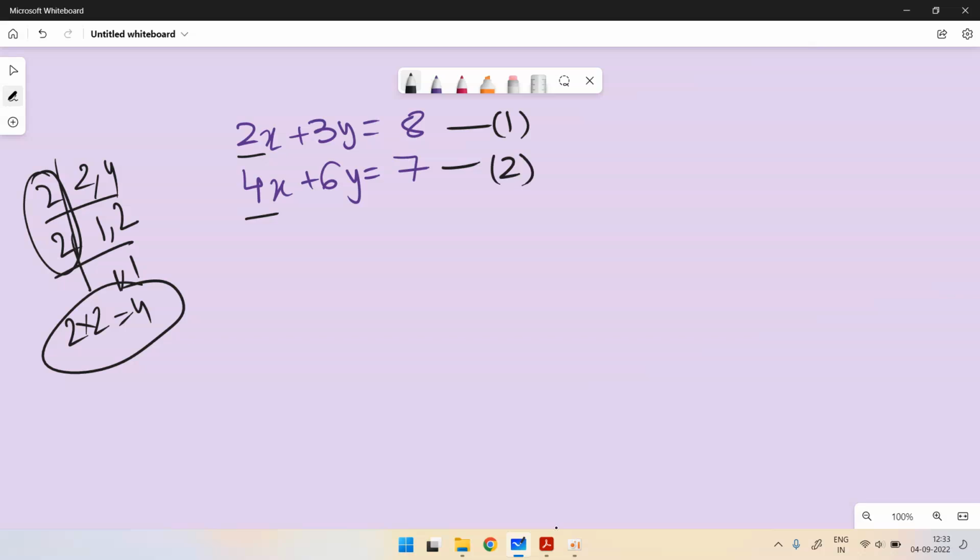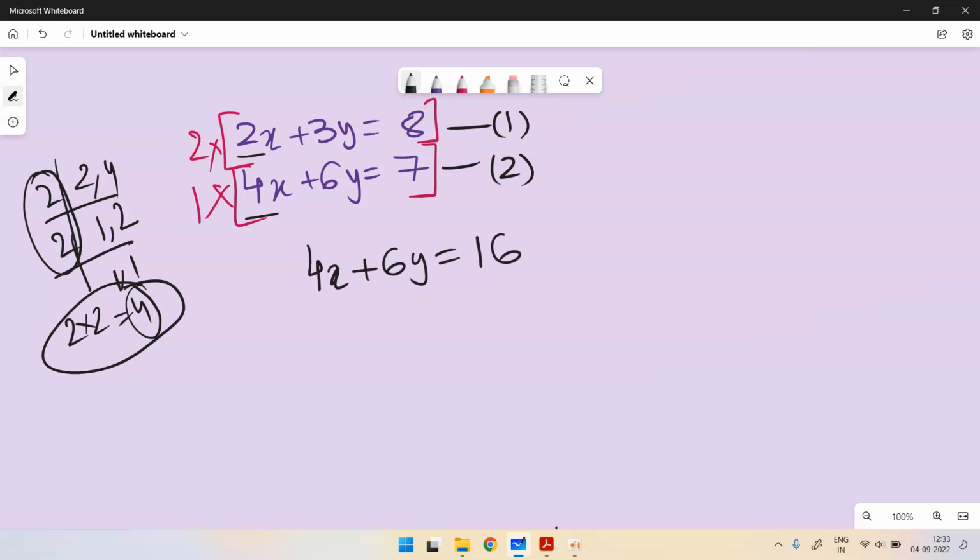If you want to make the first equation's x coefficient 4, you need to multiply the first equation by 2, and the second is already 4, so you need not multiply, it's still 1 into 4. So your first equation becomes 4x plus 6y equal to 16, and the next is 4x plus 6y equal to 7.